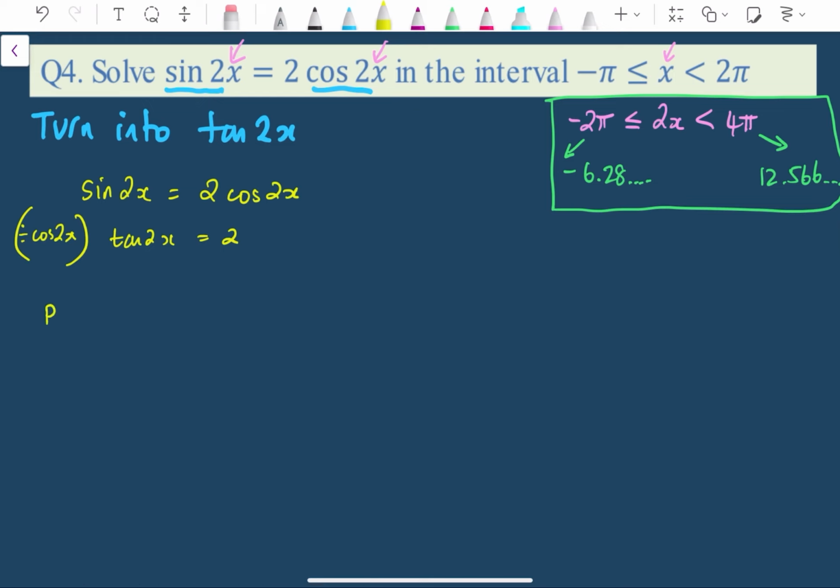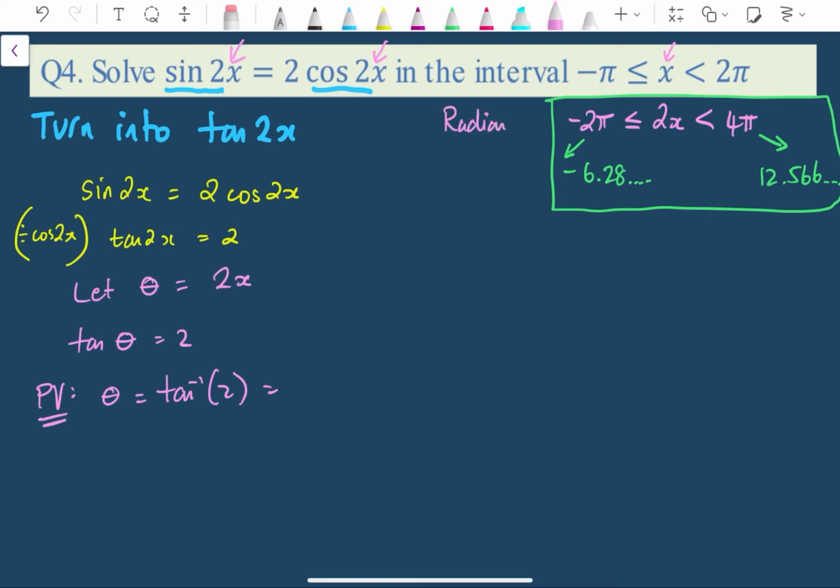I'm next going to find my principal value. Ooh, hang on a minute. Before I do that, I make a little substitution. Let theta equal 2x. So tan of theta equals 2. And now I find my principal value. Theta is equal to tan to the minus 1 of 2. I should have said in the beginning, I'm also in radians.